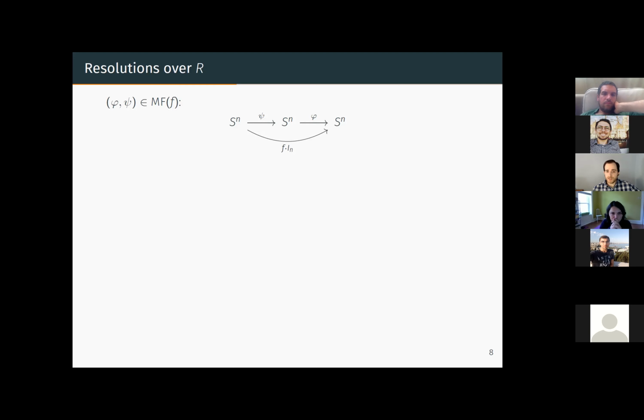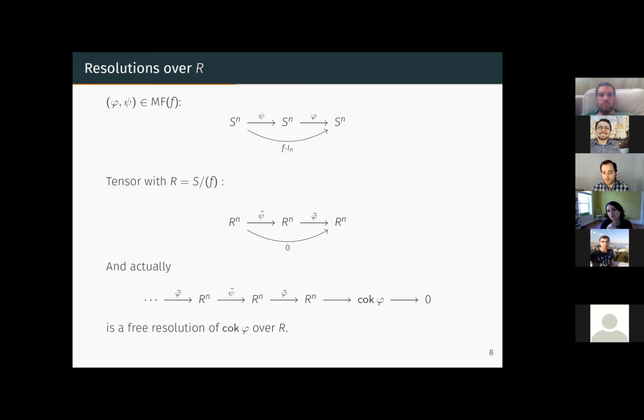And this is perfectly set up for if you kill f, tensor with the hypersurface, which I'm denoting here by bars, then phi bar times psi bar becomes 0. So this is a complex. And in fact, if you continue it on periodically in either direction indefinitely, you have this long repeating complex of free R modules. But even better, it's not hard to show that this is actually exact at each spot. So this actually builds a resolution of either of the co-kernels, depending on where you truncate it.